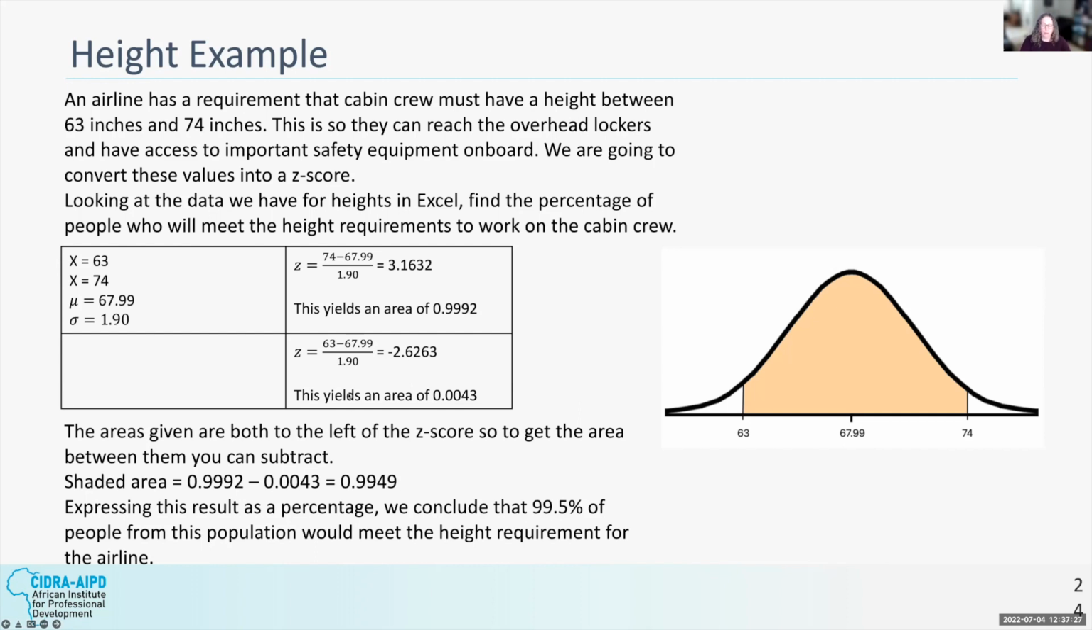0.9949. And what does that result mean? If we express that result as a percentage, which of course you would simply multiply by 100, you would conclude that 99.5% of the people from this population would meet the height requirement for the airline, so they can work on the cabin crew. Make sure you can confidently do that calculation in Excel. You can pause the video and try it out a few times and play around with some numbers.